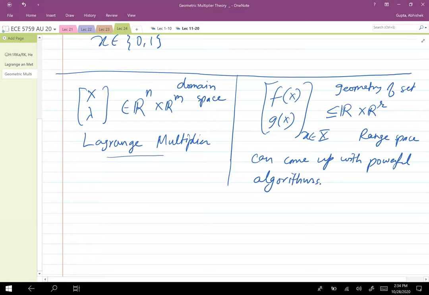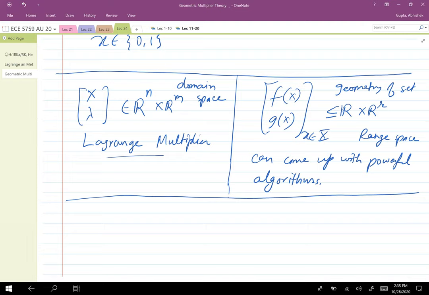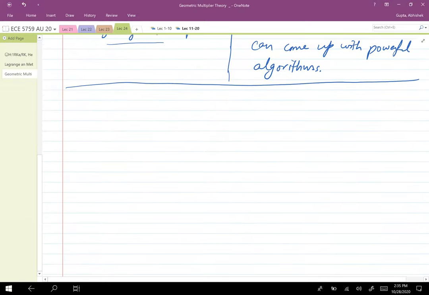Okay, so we can come up with powerful algorithms using geometric multiplier theory. So that's the basic introduction to geometric multiplier theory. Let's dive into it. And the first topic under this umbrella is duality.